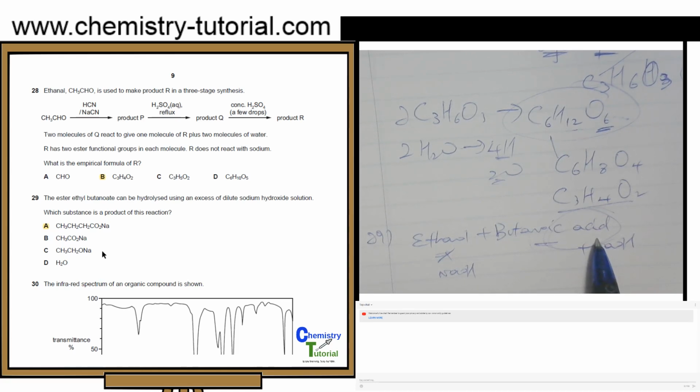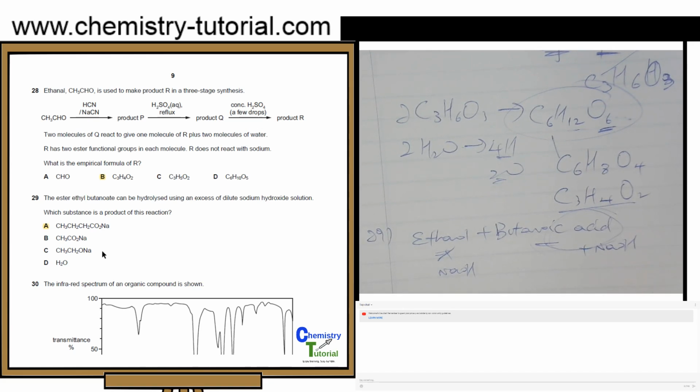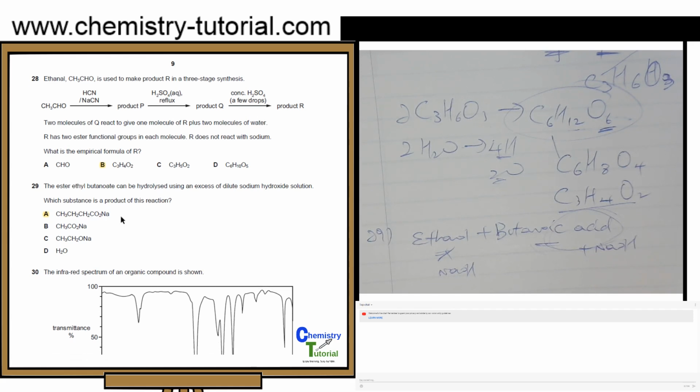right? Methane, ethane, propane, butane. So you look for the one with 4 carbon atoms, and the only one is option A, right? CH3CH2CH2COOH, which will react with sodium hydroxide to form your salt. So therefore, the answer for question 29 is option A.